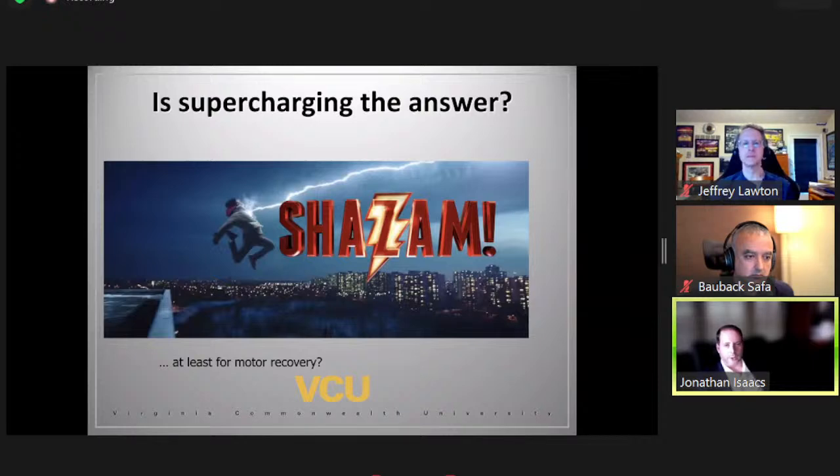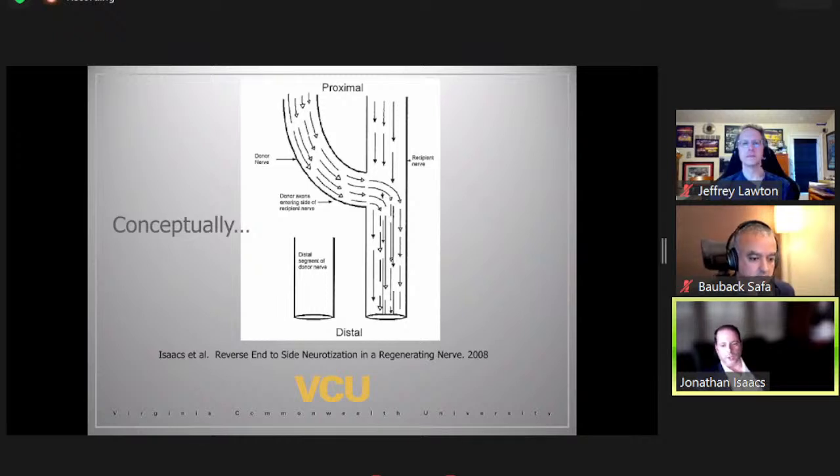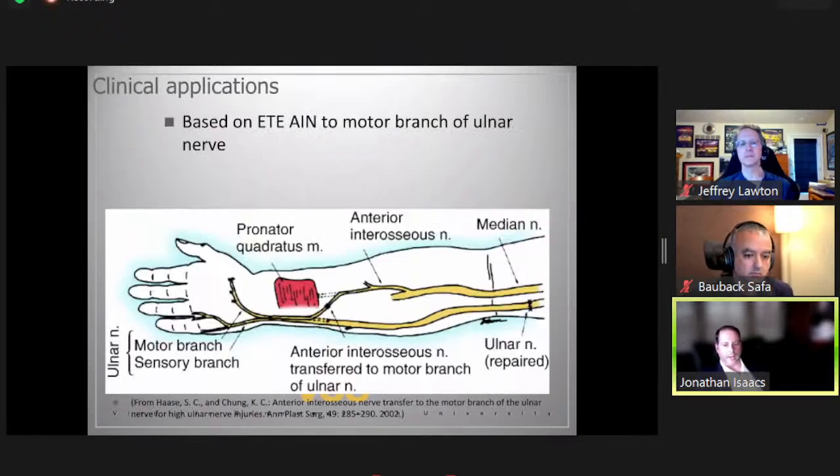So the last thing I wanted to mention was supercharging. There are going to be situations where either you are doing a revision cubital tunnel or a patient has had a cubital tunnel and they come to you with persistent atrophy. And the question is, can you make this better? And you don't think that redoing the nerve release is going to make the difference. So conceptually, supercharging is that you're going to take a donor nerve, put it into the side of the recipient nerve, in this case the motor branch of the ulnar nerve, and you're going to augment that depleted axonal pool, hoping to get more axons to the end target.